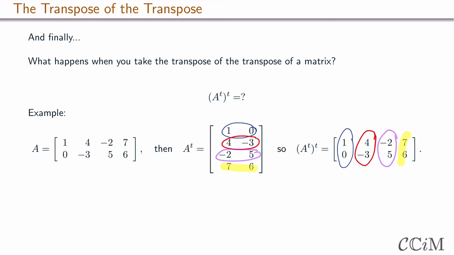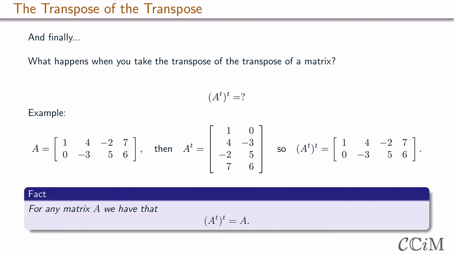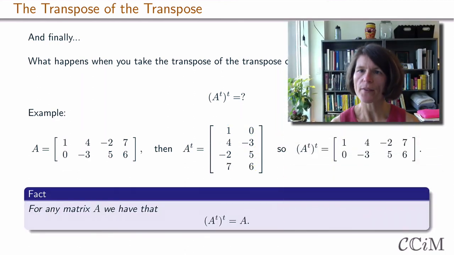If I take a good look, I notice that the matrix A agrees with the transpose of the transpose of A. That's not really all that surprising, right? We flipped rows and columns twice, and so we ended up where we started. But we can still collect this in a fact. For any matrix A, we have that the transpose of the transpose of A goes back to the matrix A itself.